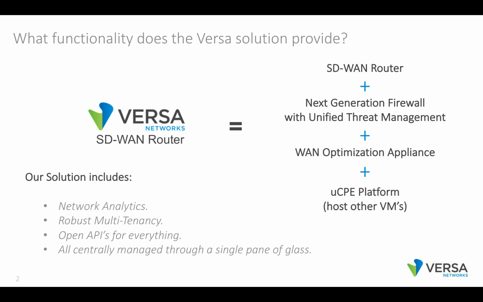A Versa SD-WAN router includes a next-generation firewall with unified threat management, WAN optimization capabilities, and we are also a UCP platform. You can load other VM and VNFs on top of Versa. Our solution includes network analytics, robust multi-tenancy, open APIs for everything, and is essentially managed through a single pane of glass.